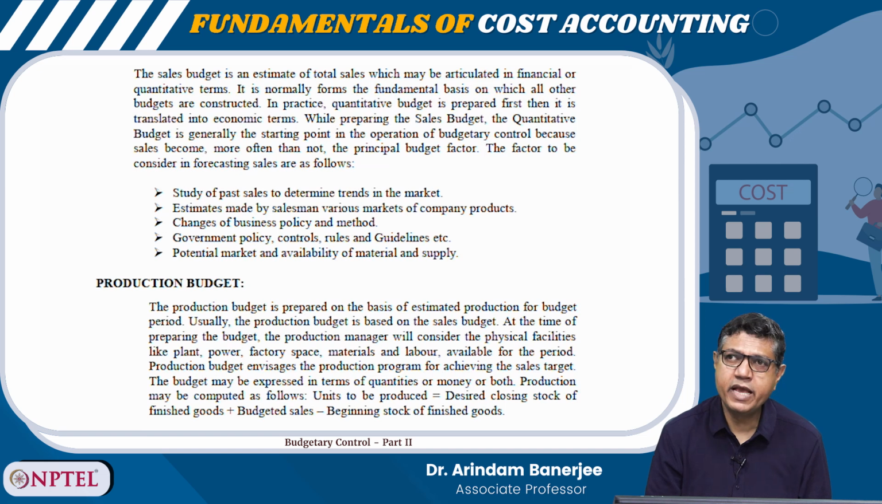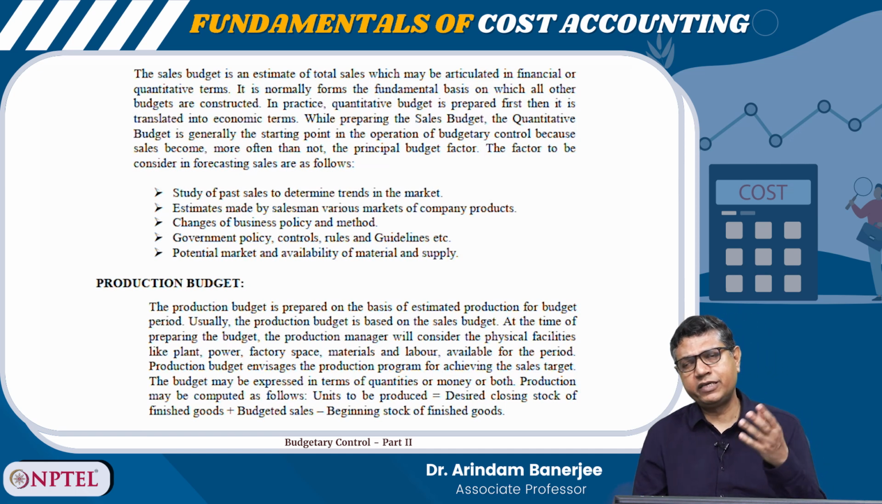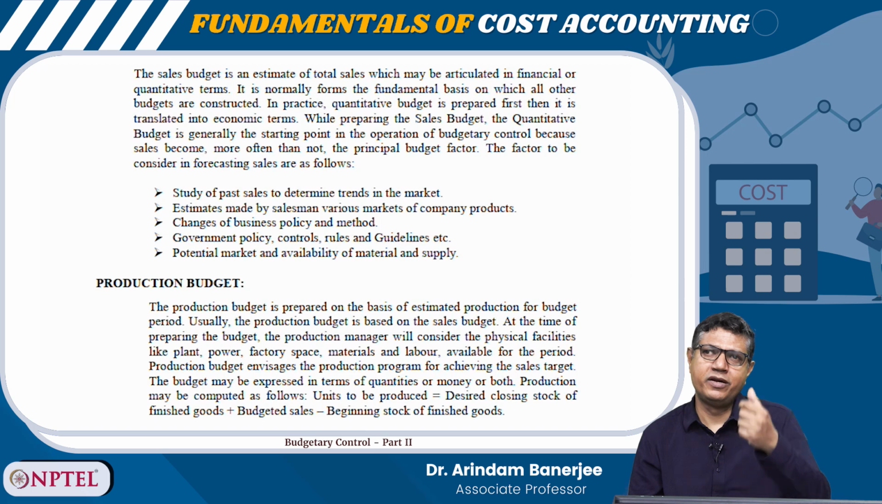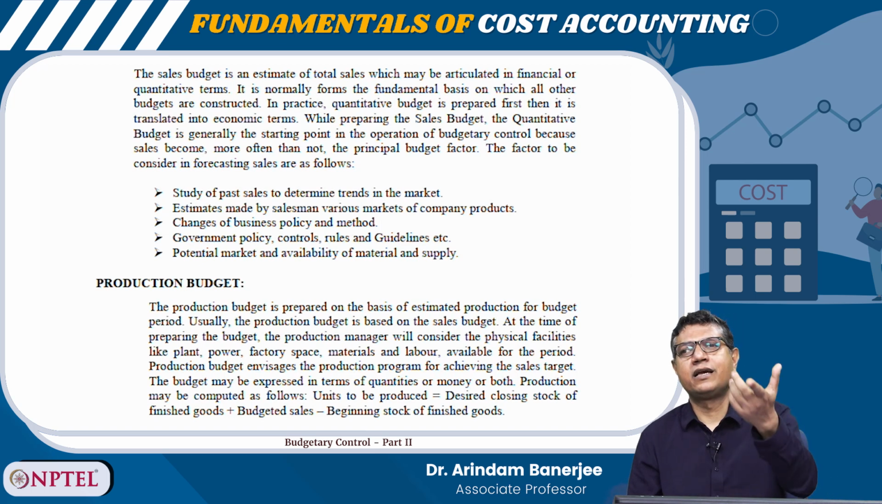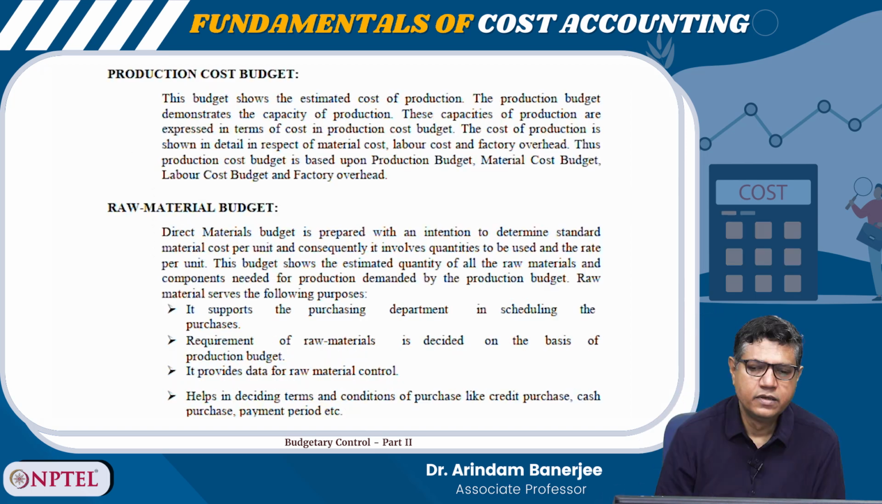Now, the budget can be expressed in terms of quantities or money or both. Usually, in manufacturing companies, this budget is prepared in quantity terms and then gets converted into monetary terms. The budget shows the estimated cost of production. The production budget demonstrates the capacity of production. These capacities are expressed in terms of cost in the production cost budget. It is shown in detail in respect of material cost, labor cost, overhead cost, etc.